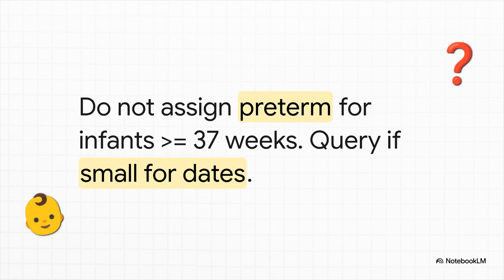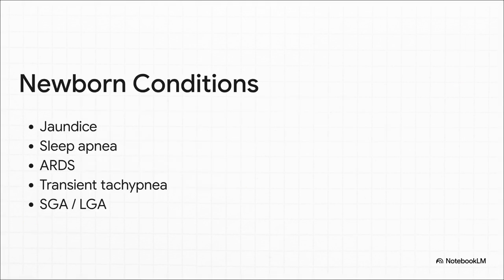You do not assign a preterm code for infants born at 37 weeks or later, even if the provider literally wrote late preterm infant. You can't do it. Instead, you need to query the physician to see if the newborn was actually small for dates or light for dates.